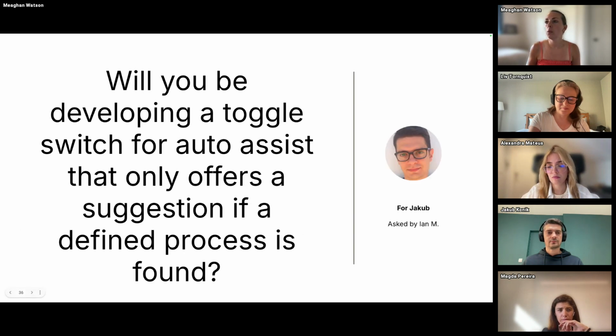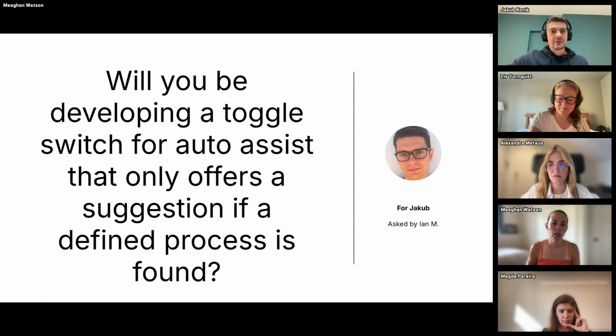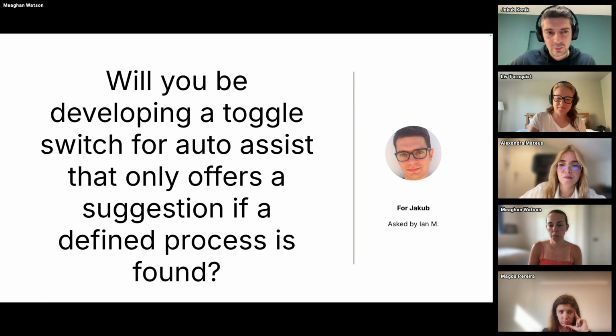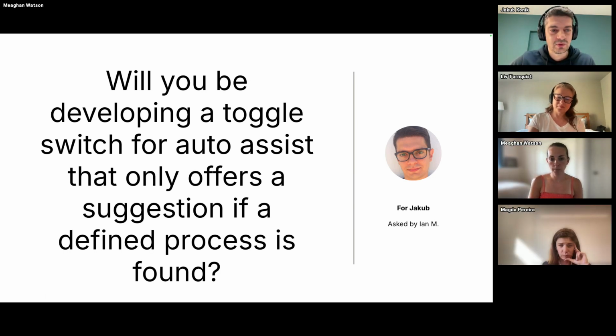All right, will you be developing a toggle switch for Auto Assist that only offers a suggestion if a defined process is found? Yeah, that's a great question. We are thinking about this problem a lot. The problem here is that sometimes Auto Assist will suggest responses that are not based on a procedure. Sometimes it's too eager to help, and it will try to do it even if it doesn't know how to really help, and that's not always correct.